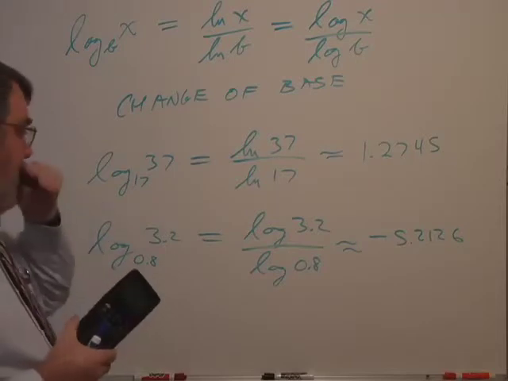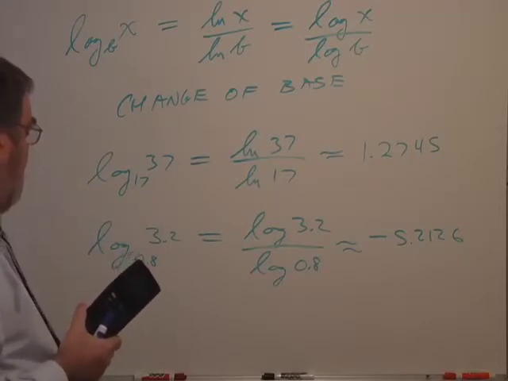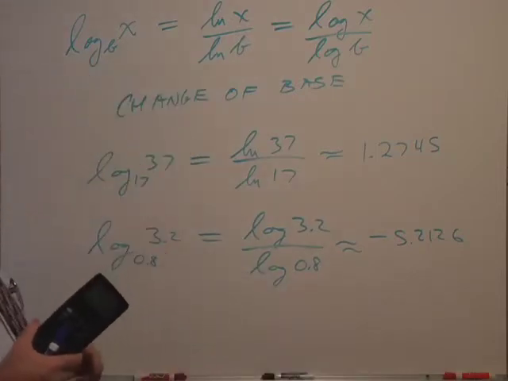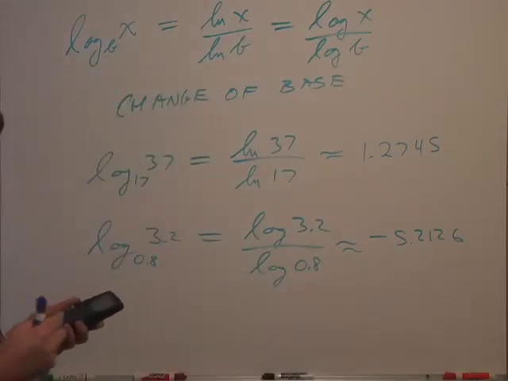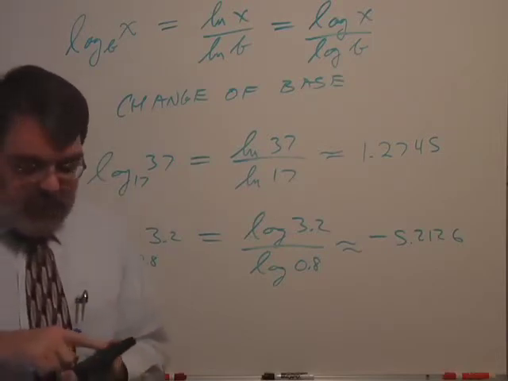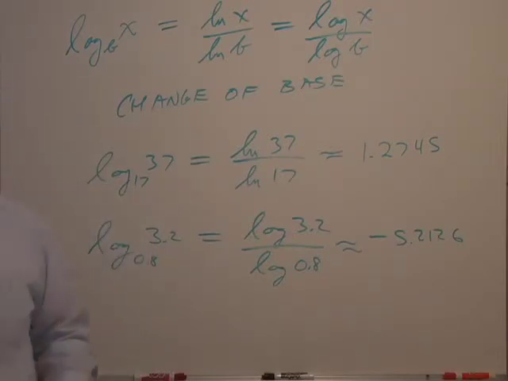It's a negative number. And yes, if you took 0.8 and raised it to this negative number, you should get 3.2. Okay, so I'm going to check that. 0.8 raised to that number is 3.2. Good, it worked.